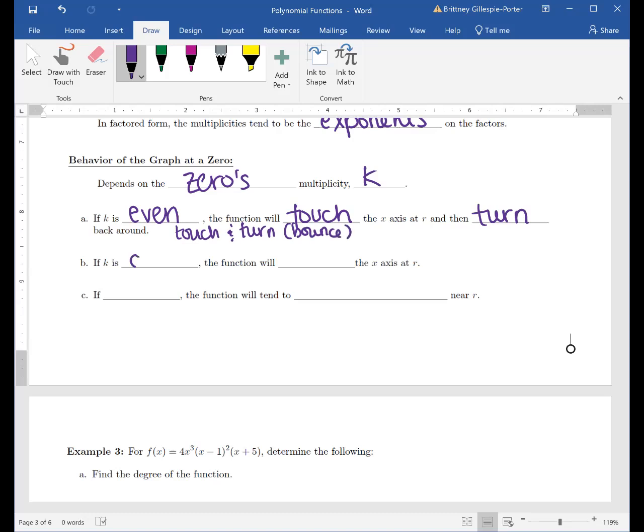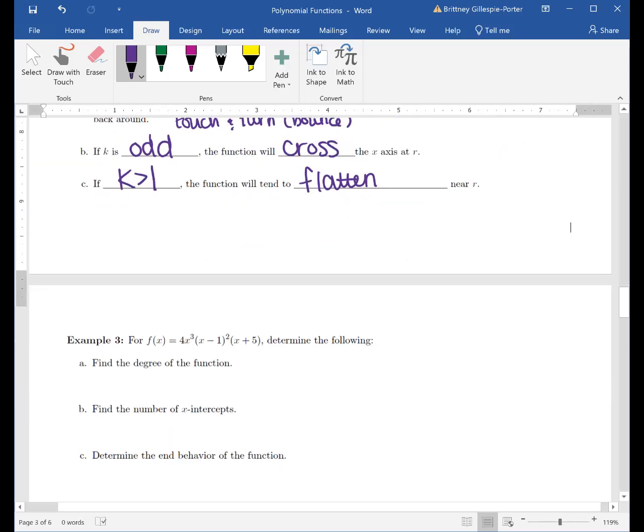If k is odd, the function will cross the x-axis at r, your root r, okay? And if k is greater than 1, the function will tend to flatten near r. I know this is a lot. Let's do a couple of examples.